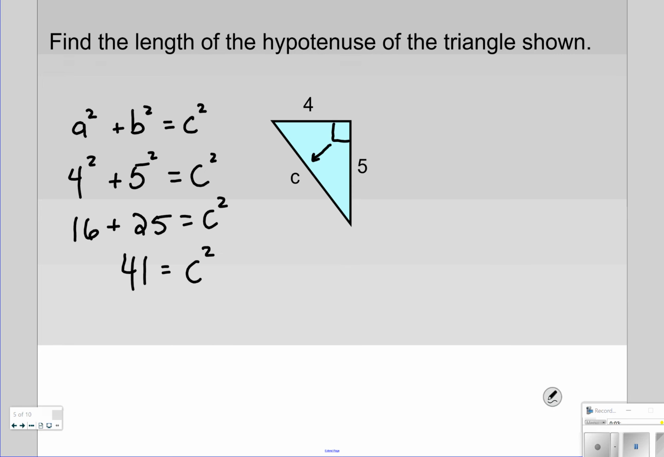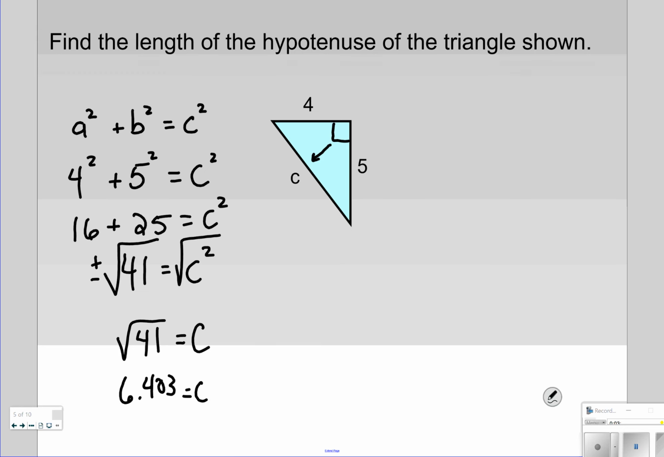Now to find out what C is, you take the square root of both sides. And technically this would be the plus or minus square root of 41. But since we're talking about a distance, it has to be a positive distance. You can't have a negative distance for a length. So we know that C has to equal the square root of 41. Now that's simplified, or you could type it into your calculator and find that C equals approximately 6.403.